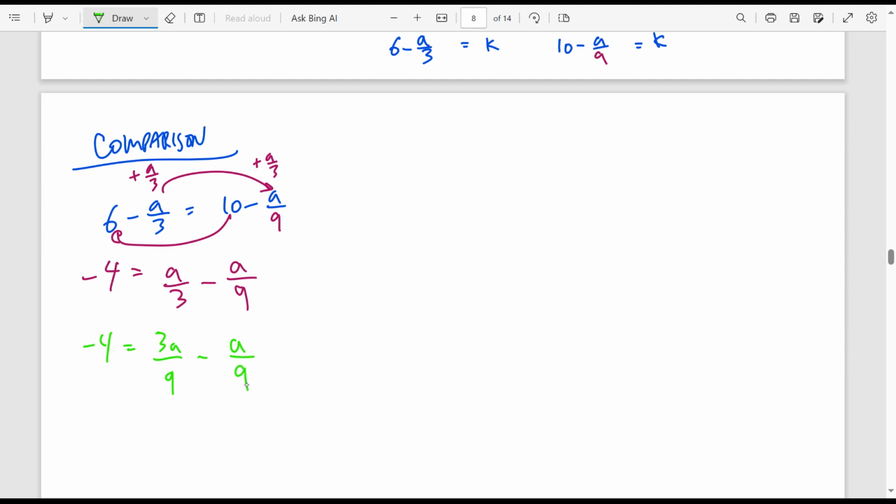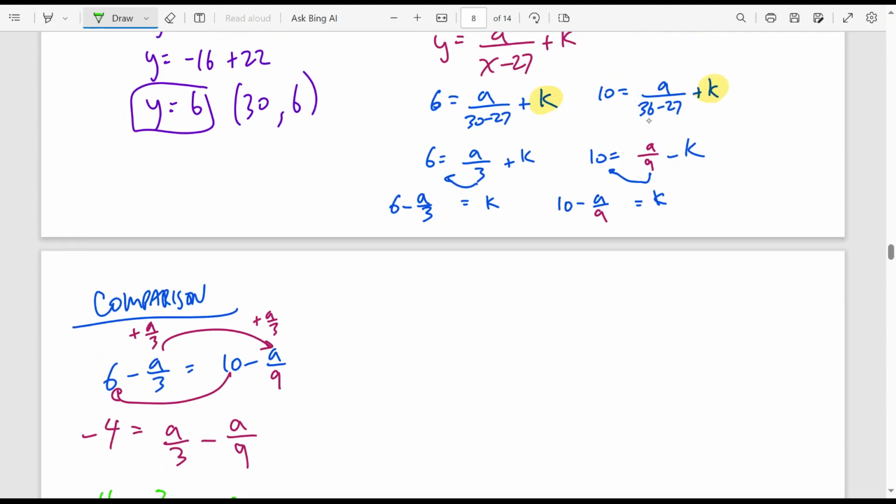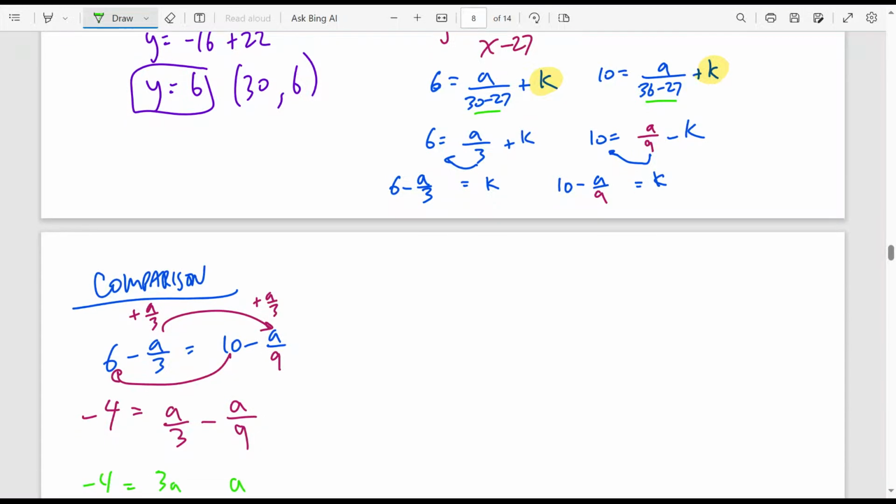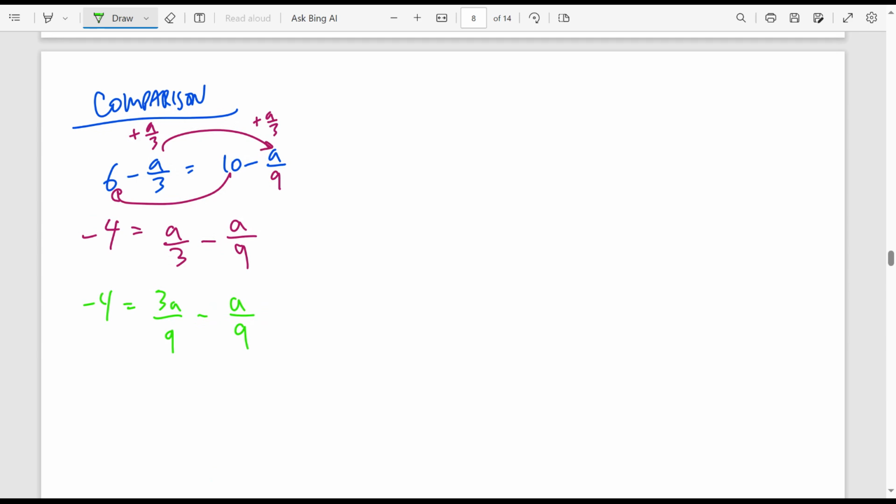I knew I was going a little too fast here. What I knew I made a mistake was if I brought the A over 3 and added it, they would have just disappeared and I wouldn't be able to find an A. So I went back up and realized I assumed that those were the same value because my writing is terrible. But it wasn't. So now I can combine it. Negative 4 is equal to 2A over 9.